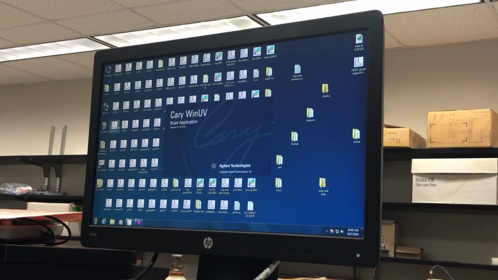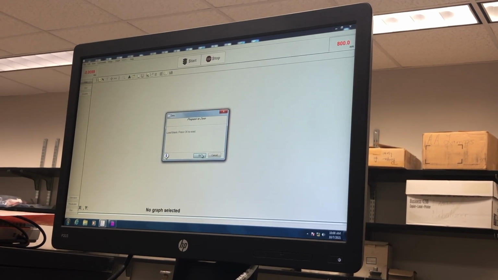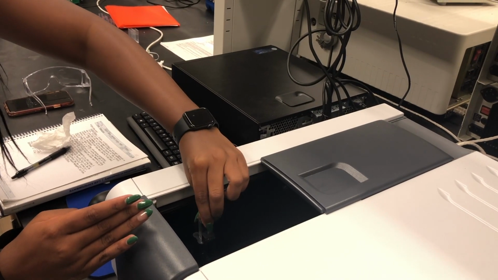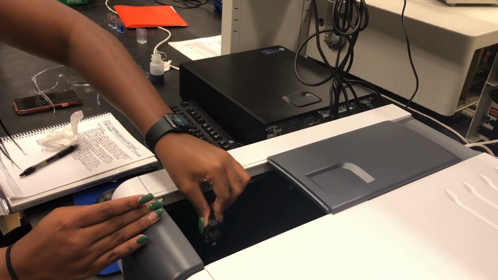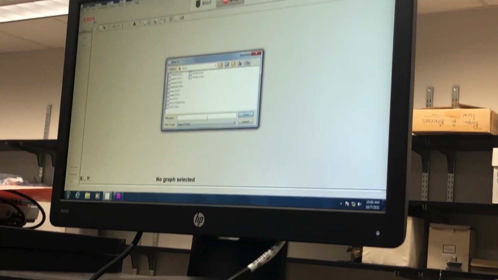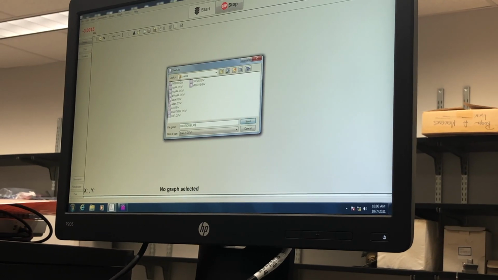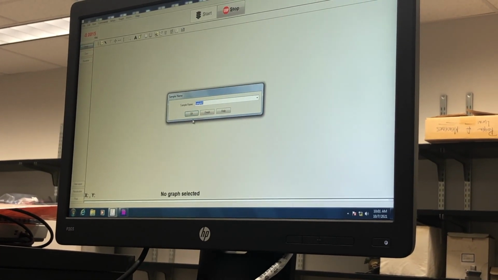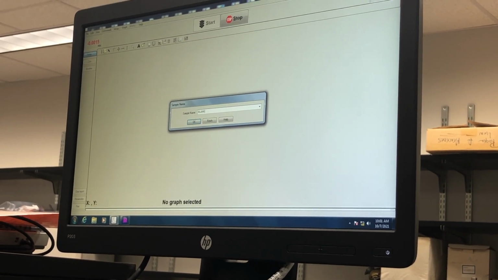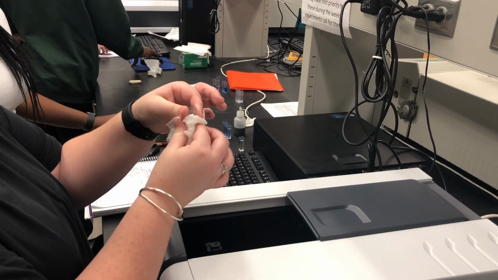Then we opened the scan application. We hit 0 and then blanked the machine with our DI water, carefully cleaning it and closing the lid. We named our DI water blank. Then, after setting the wavelength to 560 nanometers in the settings, we proceeded with scanning our stock, dilution 1, dilution 2, and dilution 3.